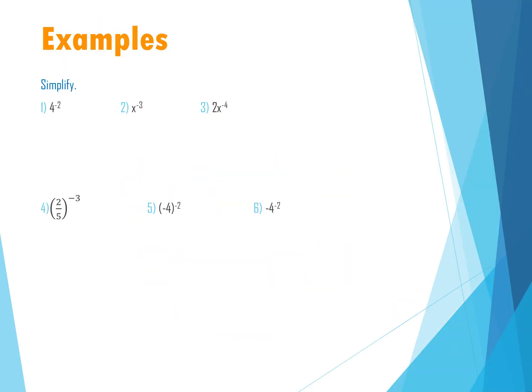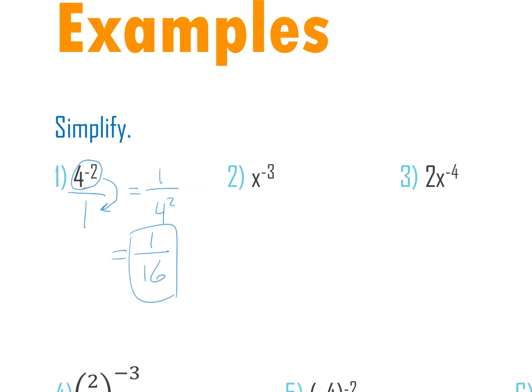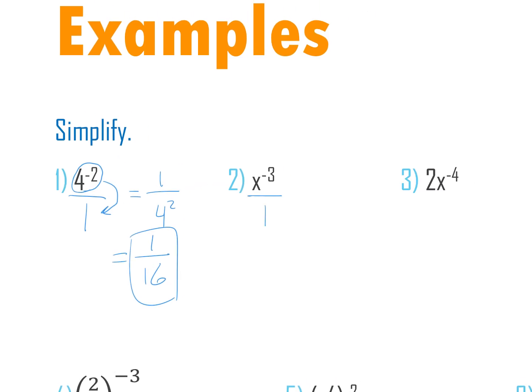All right, so doing some examples, something like 4 to the negative 2. Again, I'm always going to write this over 1 if it's not already. Circle your base and move it to the bottom. So this is going to become 1 over 4 to the positive 2. And then 4 to the positive 2 is just going to be 1 over 16. Super easy. Something like x to the negative 3, also: just write it over 1. Circle your base, move it to the bottom. This is going to be 1 over x to the positive 3.